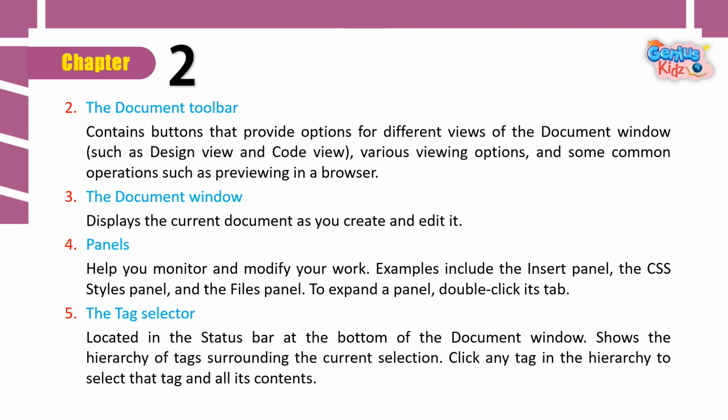4. Panels help you monitor and modify your work. Examples include the Insert panel, the CSS Styles panel, and the Files panel. To expand a panel, double-click its tab. 5. The Tag Selector, located in the status bar at the bottom of the document window, shows the hierarchy of tags surrounding the current selection. Click any tag in the hierarchy to select that tag and all its contents.